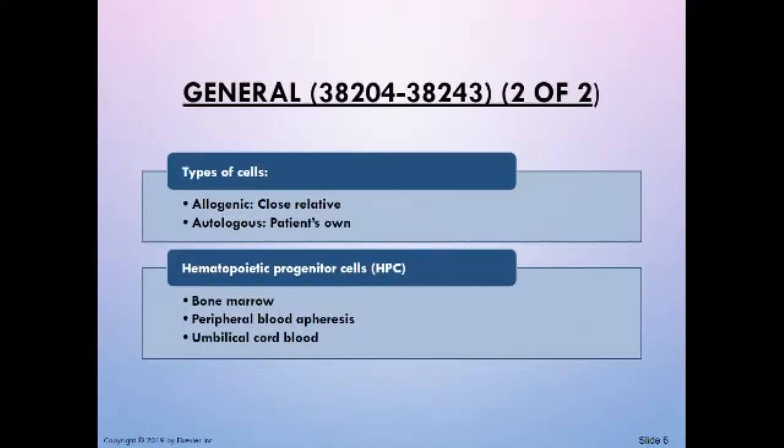General, again, types of cells: allogenic, which is a close relative. Autologous is the patient's own. Hematopoietic progenitor cells, HPC, are from bone marrow, peripheral blood, apheresis, and umbilical cord blood. Autologous cells are collected from the patient and reinfused later into the same patient.